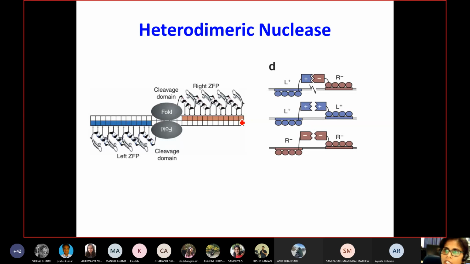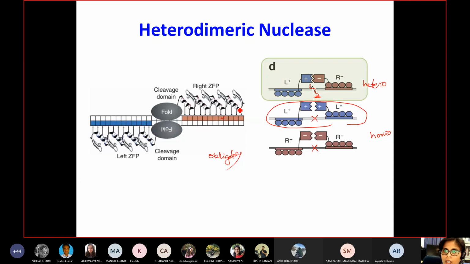So what they wanted to create after that was that only the left will bind here and the right will bind exactly here, and the cleavage will happen only when it forms the heterodimer. If you can see here, there is no cleavage when homodimers are formed. This kind of molecule is called obligatory heterodimer cleavage. That means you want to cleave only when these molecules come in close contact with each other.